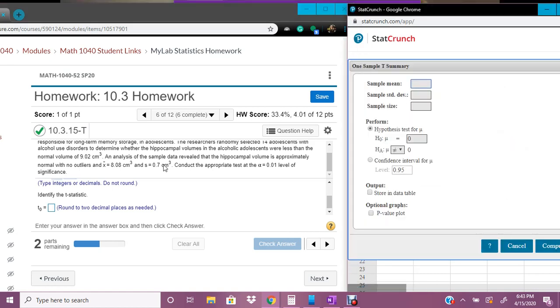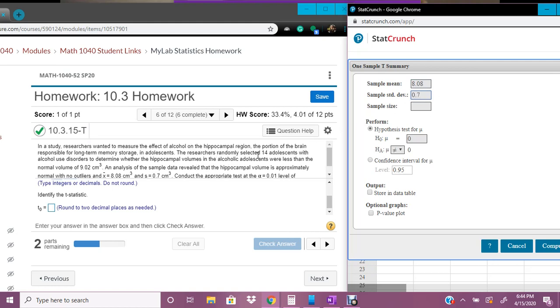And we have all of this information. All this information can be inputted into here, and so that means that we selected the right thing. So we start out with the mean, which is this X bar, and then the standard deviation right there. And then the sample size: it said that they selected 14 adolescents, so that is our sample size.